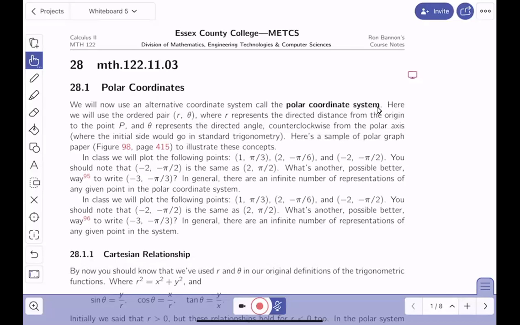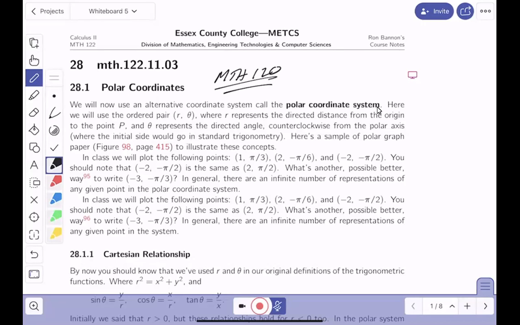Okay, we're in section 28 of the notes. It's polar coordinates. This material was covered in math, most of the material. There's some calculus here, of course, but this material was covered in Math 120 at Essex County College. Again, if you took pre-calculus at a different school at a prior time, it's really the same material.